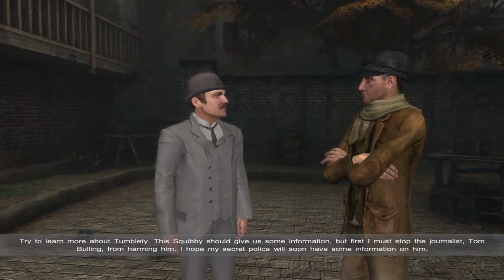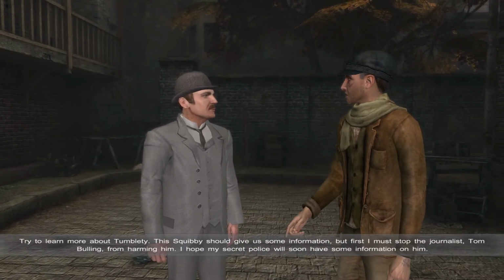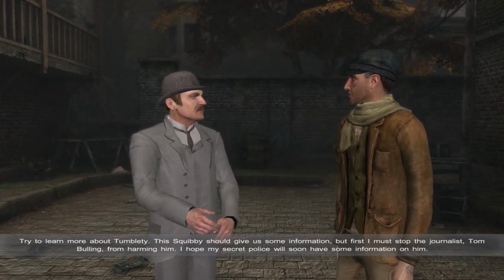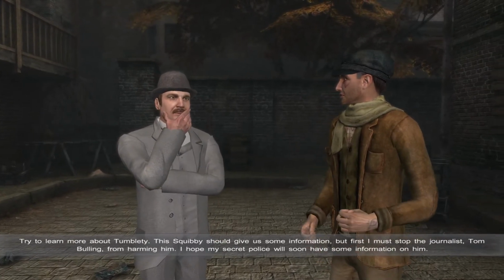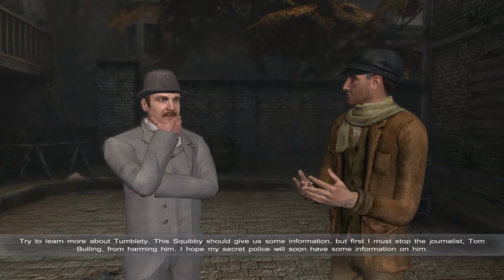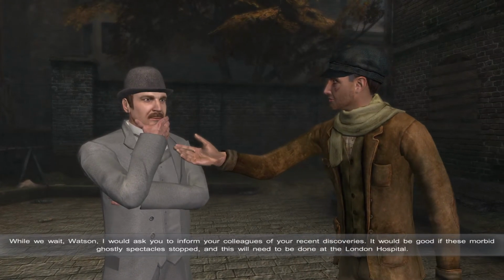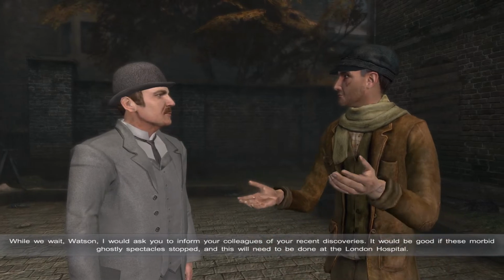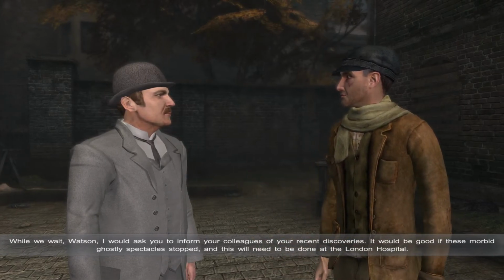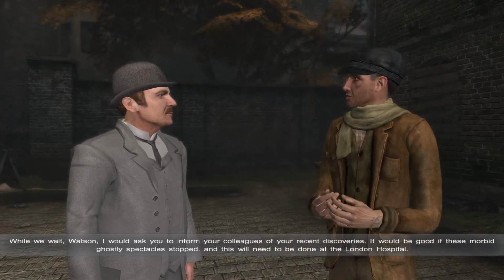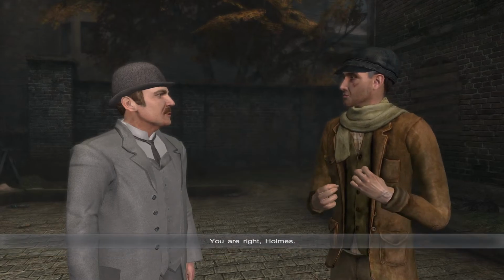Try to learn more about Tumblety. This squibby should give us some information, but first I must stop the journalist Tom Bulling from harming him. I hope my secret police will soon have some information on him. While we wait, Watson, I would ask you to inform your colleagues of your recent discoveries. It would be good if these morbid ghostly spectacles stopped, and this will need to be done at the London hospital. You are right, Holmes.